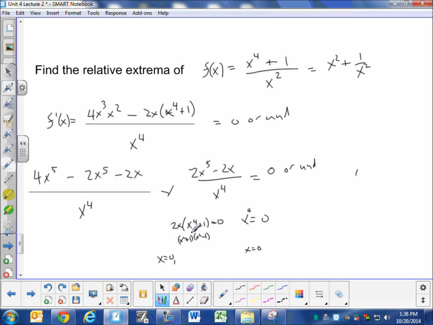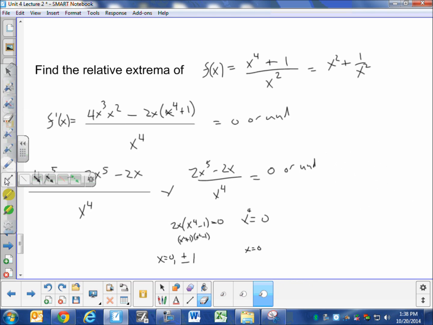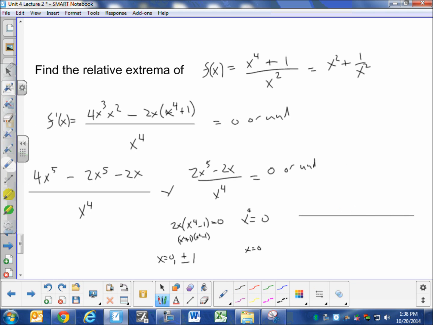So that would give me plus and minus 1 as well. So I go back into my original and I see that when x is 0, I have an asymptote. So 0 is one of those situations where it's not in my domain. So on my sign chart, I'll just put a VA over 0, just to denote that that's not going to be a location of a max or a min. It's just going to be the location of an asymptote.